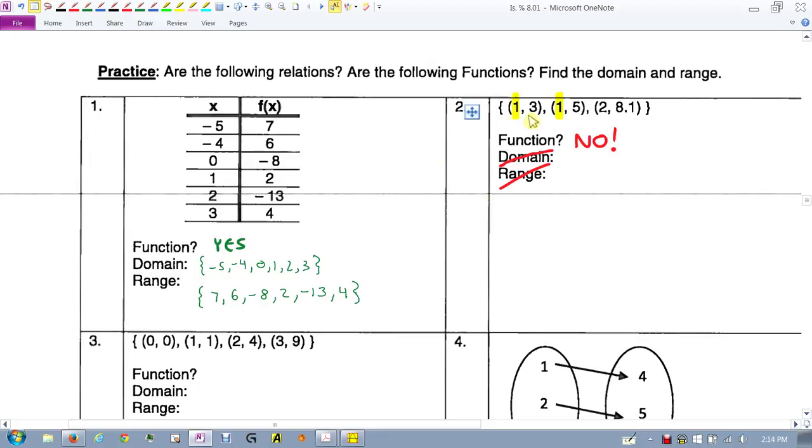Because this is saying that 1 goes to 3, but this is saying 1 goes to 5. So which one is it? It's got to be 1, can't be both. But it is a relation. A relation is just any way of connecting numbers together. A function has that added requirement that no x value can repeat itself.